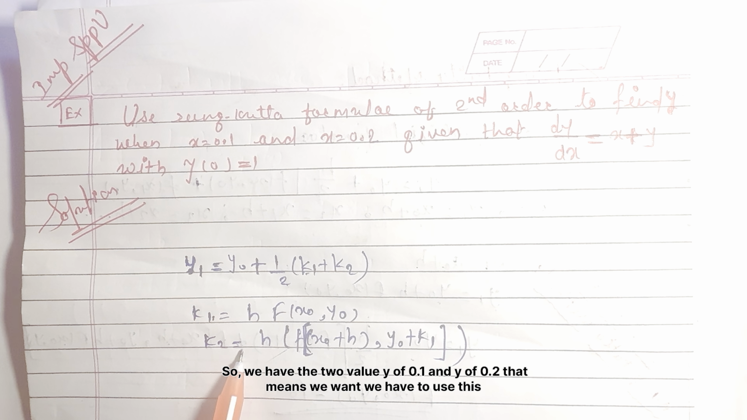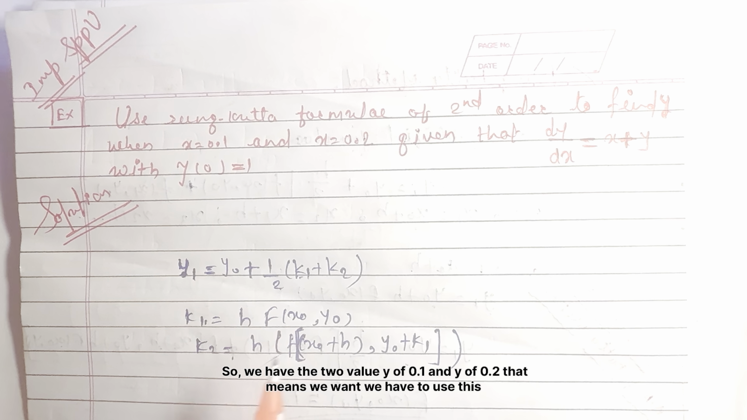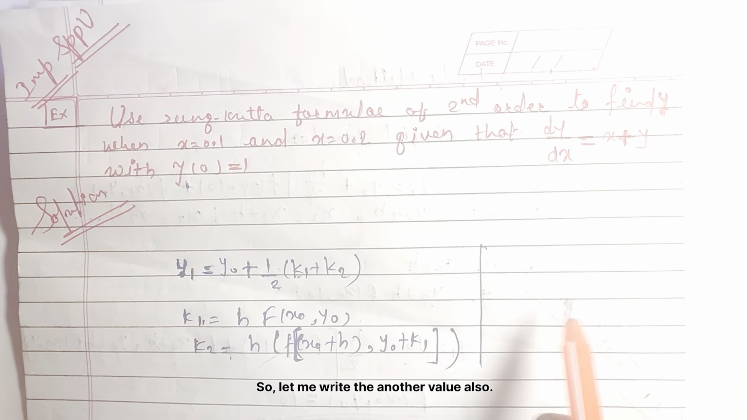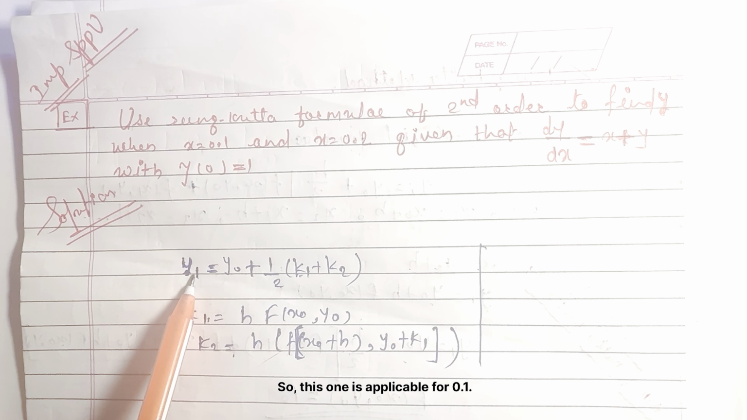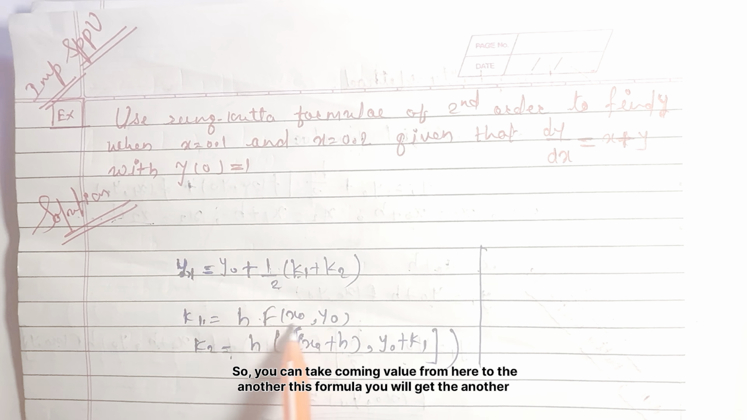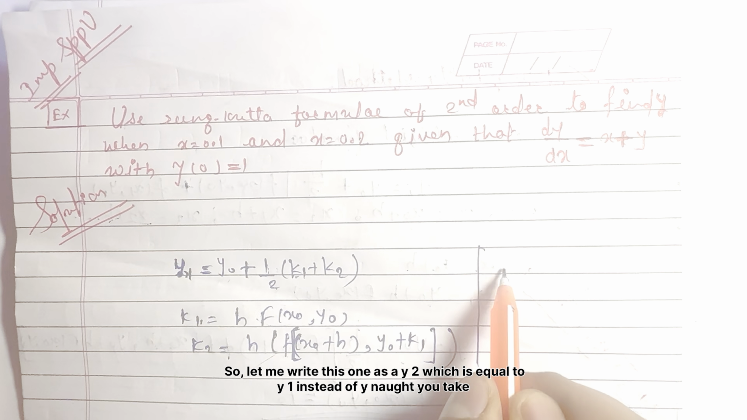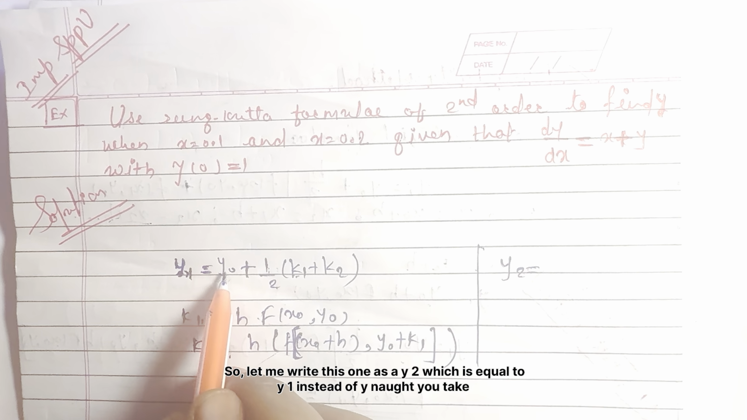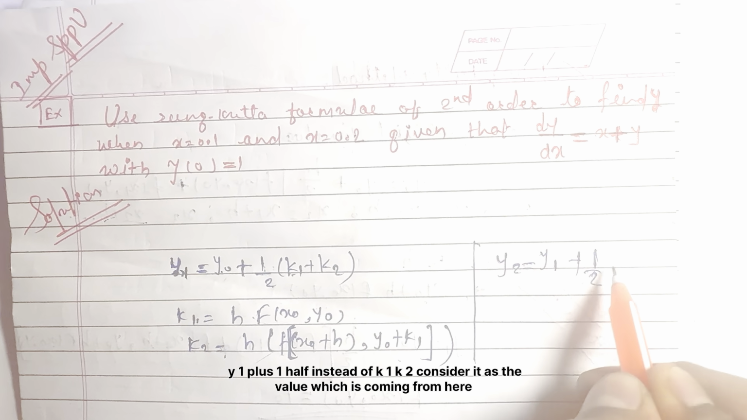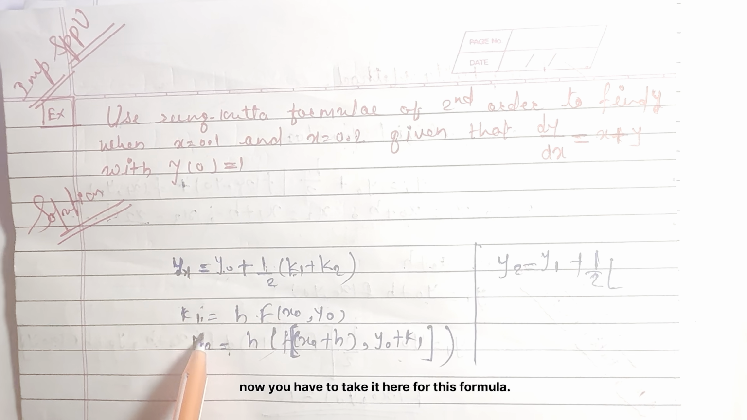So we have two values, y of 0.1 and y of 0.2. That means we have to use this formula for two different values. This one is applicable for 0.1. If you want it for 0.2, you take the value coming from here into another formula and you will get the other value. Let me write this as y2 = y1 + 1/2 (k3 + k4), instead of y naught. Instead of k1 and k2, consider the values coming from here.